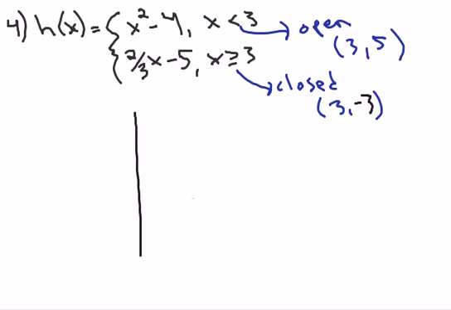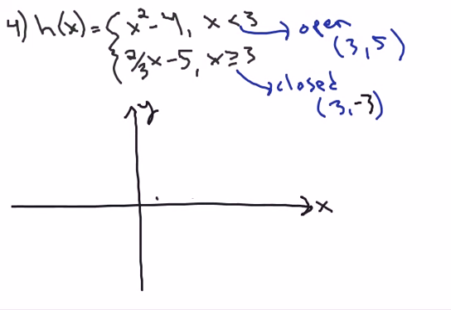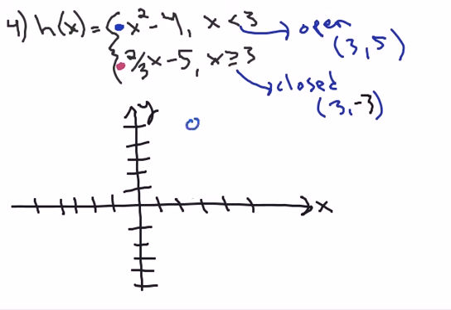And so let's go ahead and get our axes ready. So we're all set to go. And we'll go ahead and indicate the first one blue like we normally do, and then we'll do the second one kind of this pink color. So let's start with the blue one. So we have an open circle at (3, 5), which is up here.